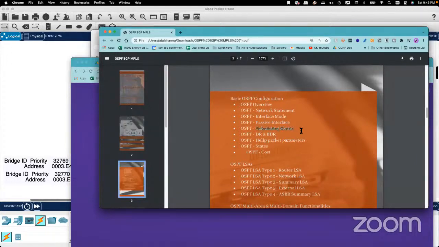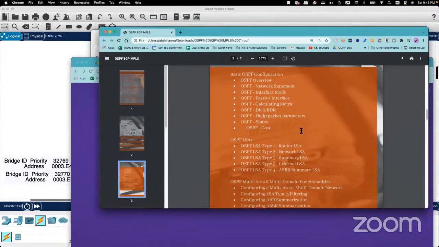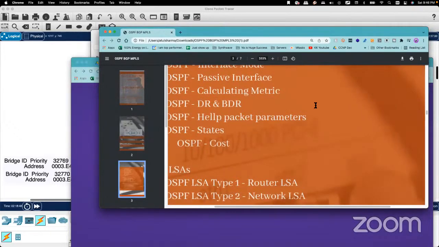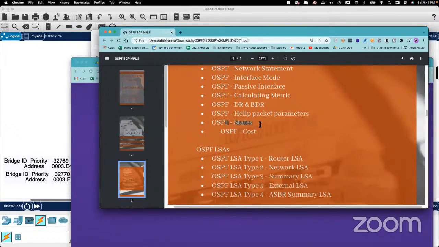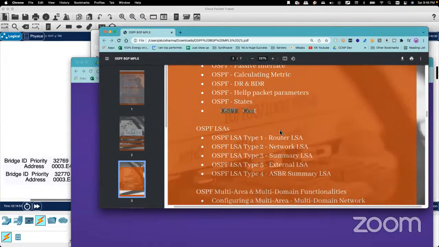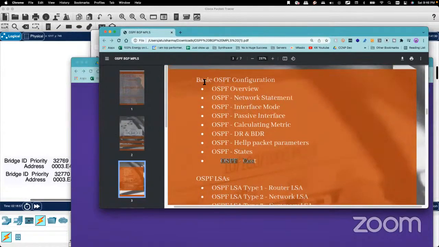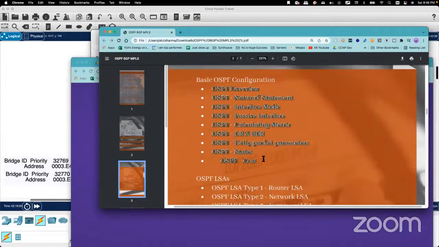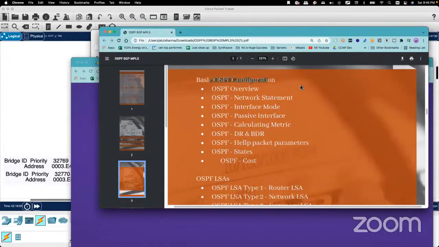Then we will see what the metric is and how to calculate the OSPF metric. Then we will see the DR/BDR election of OSPF, the hello parameters of OSPF, and then we are going to learn the OSPF states and OSPF cost. Once we learn this, we will cover a lot of interview questions from these topics. OSPF is a mostly asked interview topic, along with BGP. When you go for any good interview, they are definitely going to ask a lot of questions.